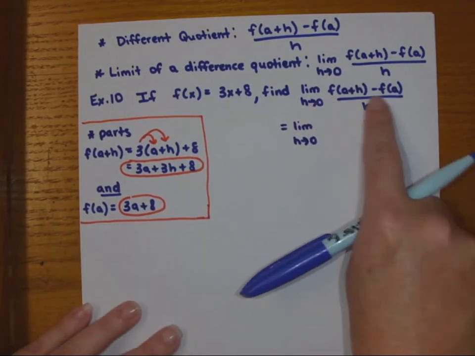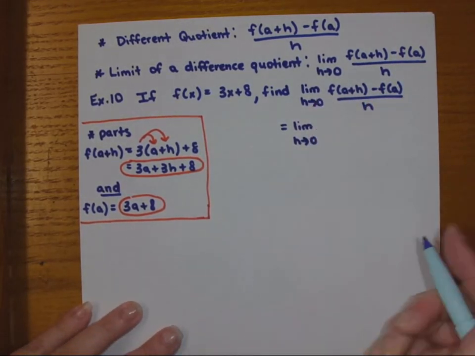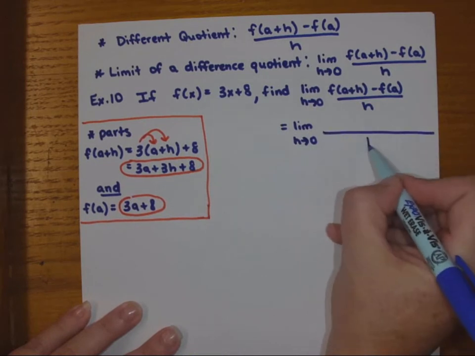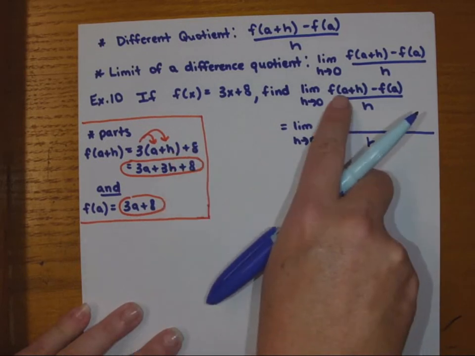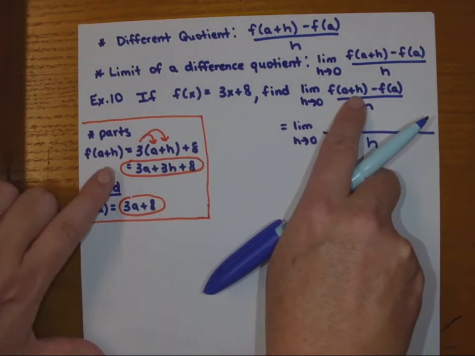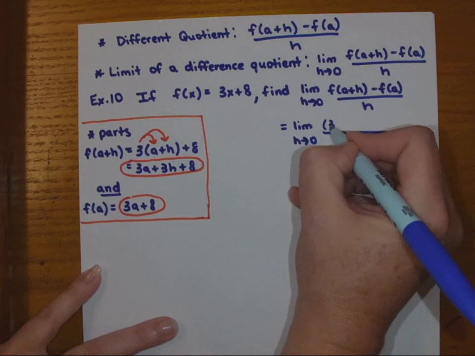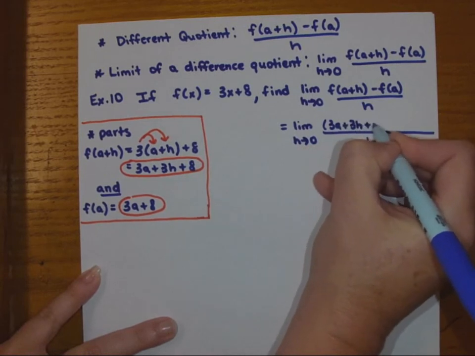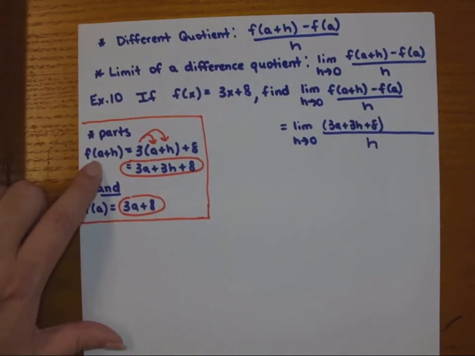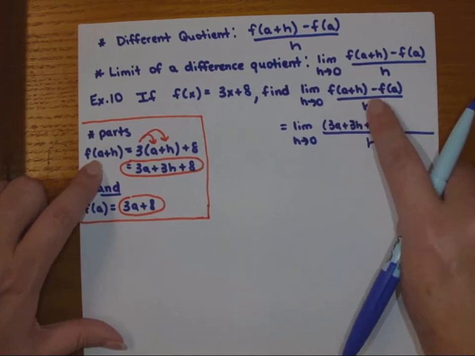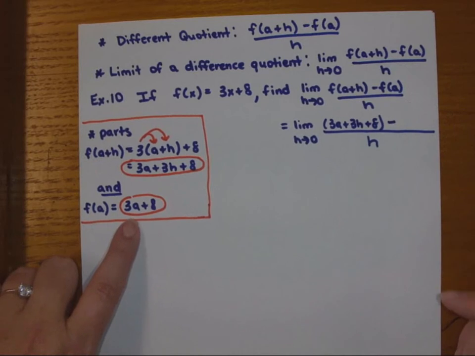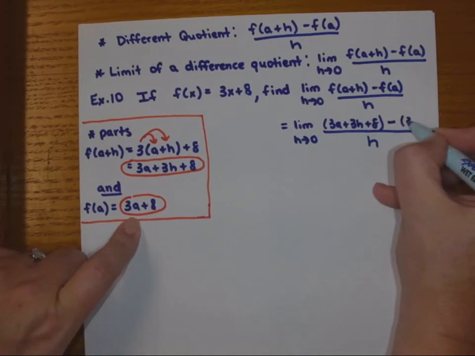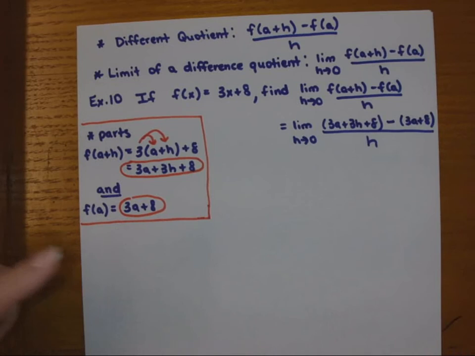So I'm just copying down this here. So I have the limit as h approaches 0, and I'm going to have something over h. Okay, but let's put in what we figured out off to the side in here. What was our f of a plus h over on the left? Well, we got 3a plus 3h plus 8 for the f of a plus h portion, right? So I have f of a plus h here, and now I want to subtract f of a, but that's over here, right? I got 3a plus 8.